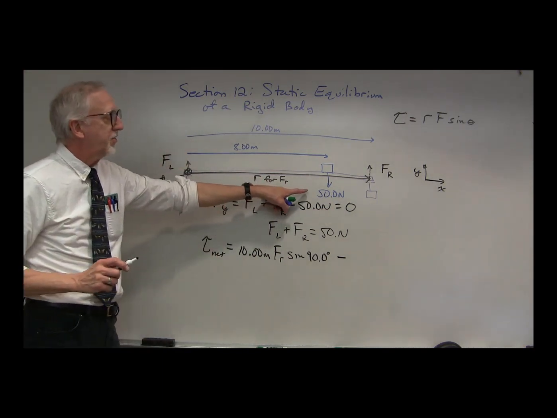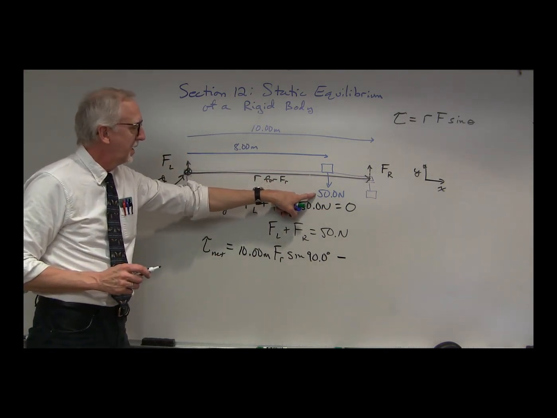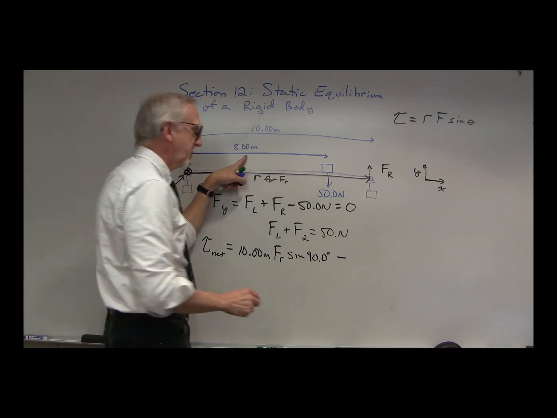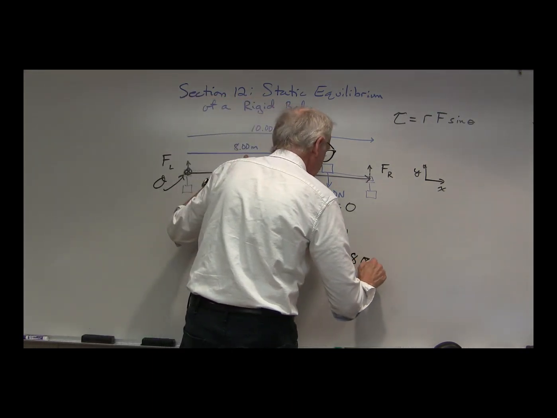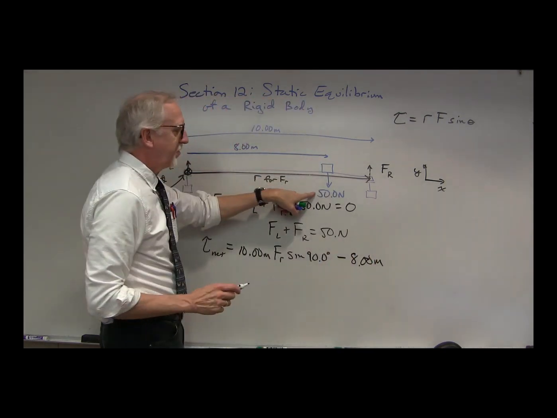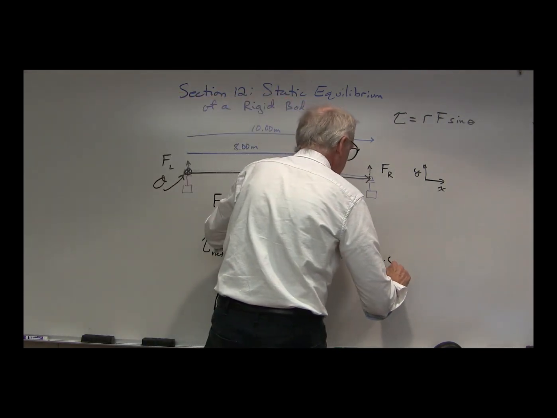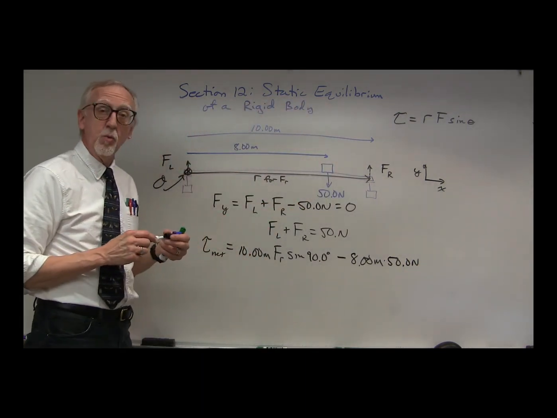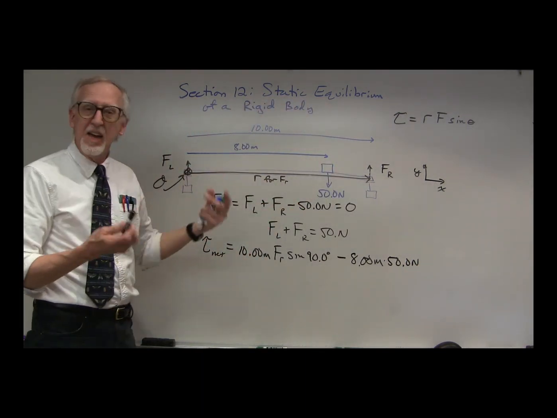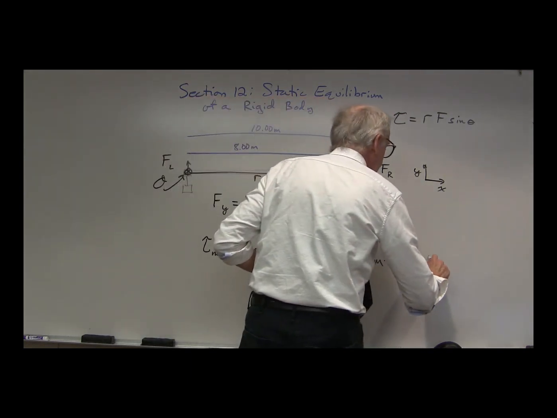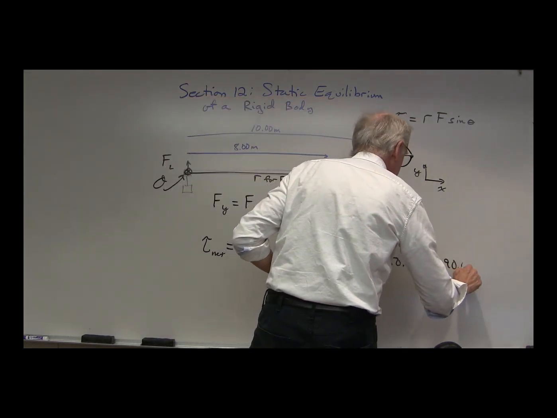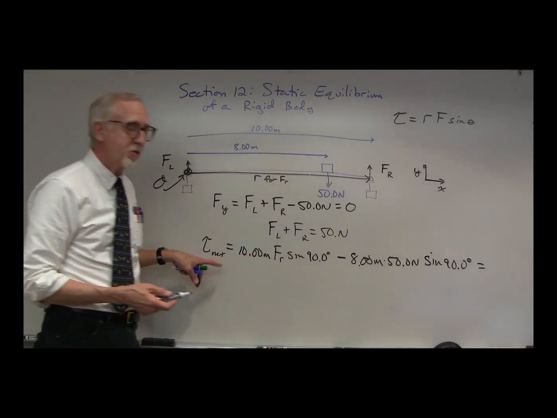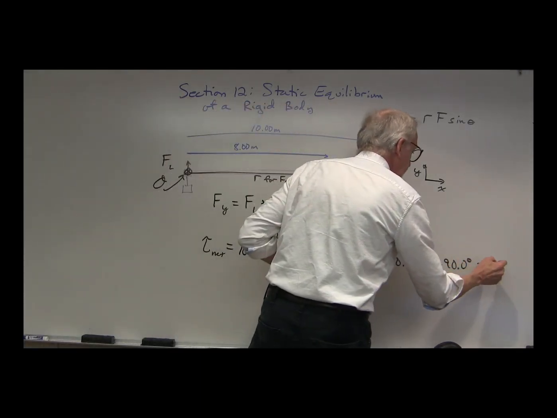What is R for the 50 Newton weight? What's the distance from the origin to the point where it's applied? 8 meters. So 8 meters times the force, 50 newtons, times sine of theta. Again, what's theta? Think about it. Again, it's 90 degrees, so sine of 90. And that equals the net torque, and we know the net torque must equal 0.